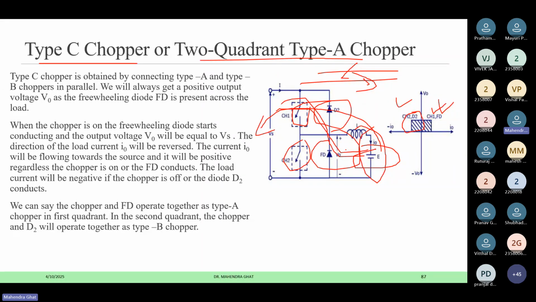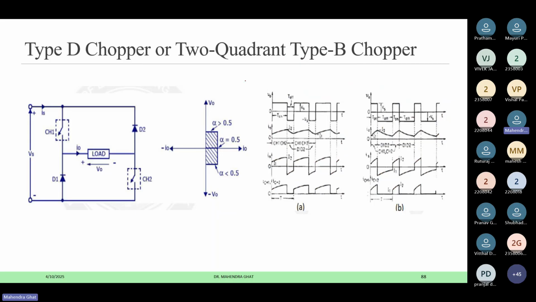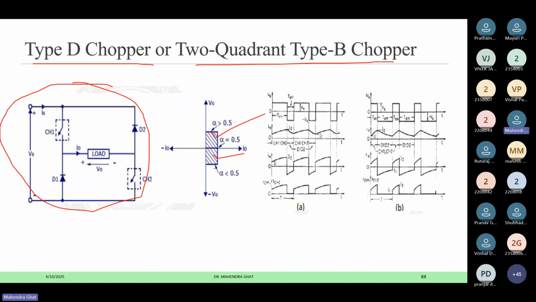Then comes the type D chopper, where you will have the two quadrant operation, but the quadrant operations are the first quadrant and the fourth quadrant. And generally this type of chopper is used for getting this quadrant operation.